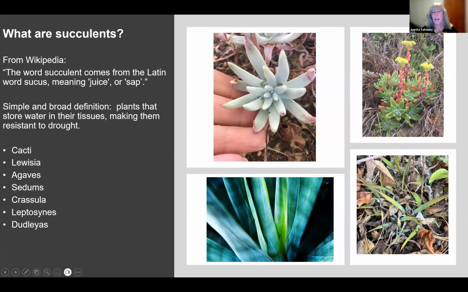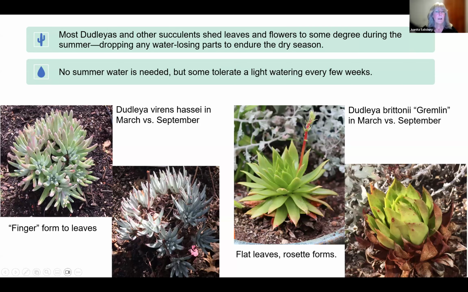In my own garden, they actually come right up through the leaf litter here, the coastal dudleas, Dudleya virens here, but lots of different types of succulents. Most Dudleas and other succulents shed their leaves and flowers during the dry season. They drop all those water-losing parts to endure the dry season. This is in my own home garden.